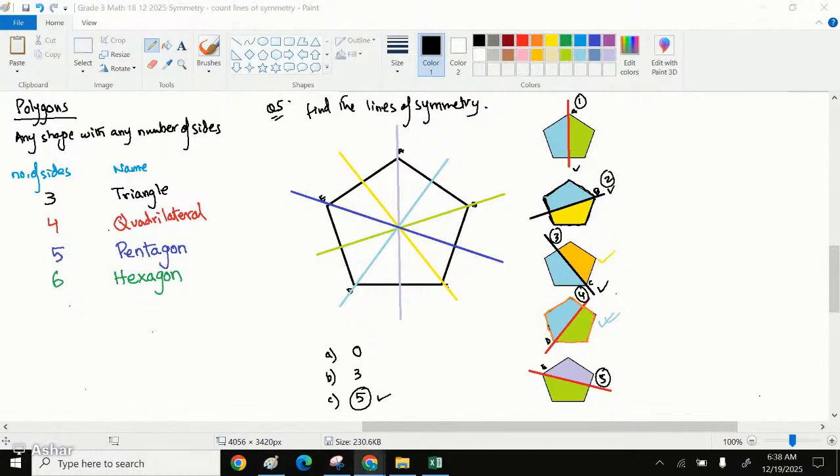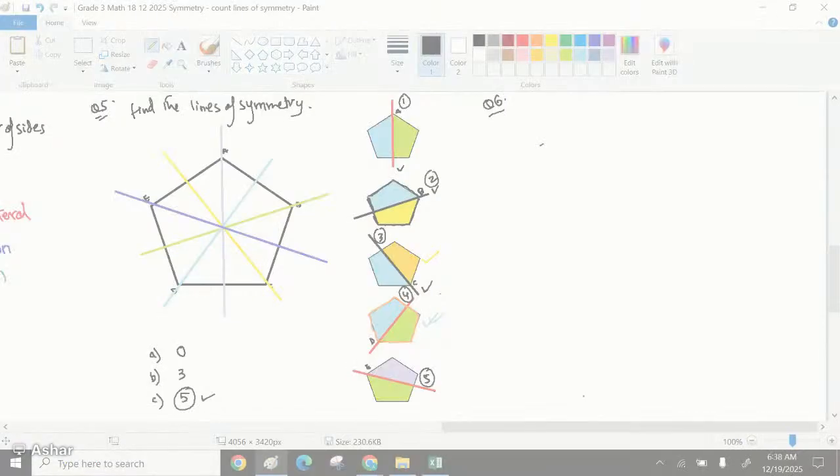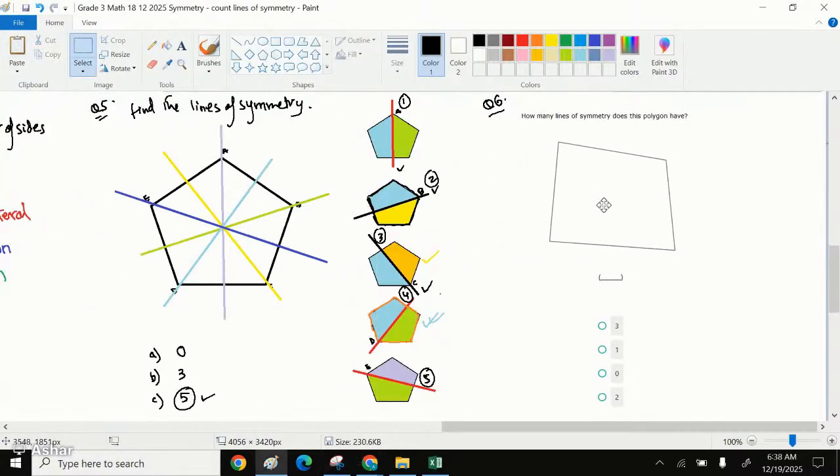Let's try the question we have here. The next question, question number 6, is a four-sided shape. And we know that a four-sided shape could be a square, it could be a rectangle, it could be a non-equal side shape, right? It could be a kite, it can be many different shapes with four sides. In general, we say a four-sided shape is known as a quadrilateral.